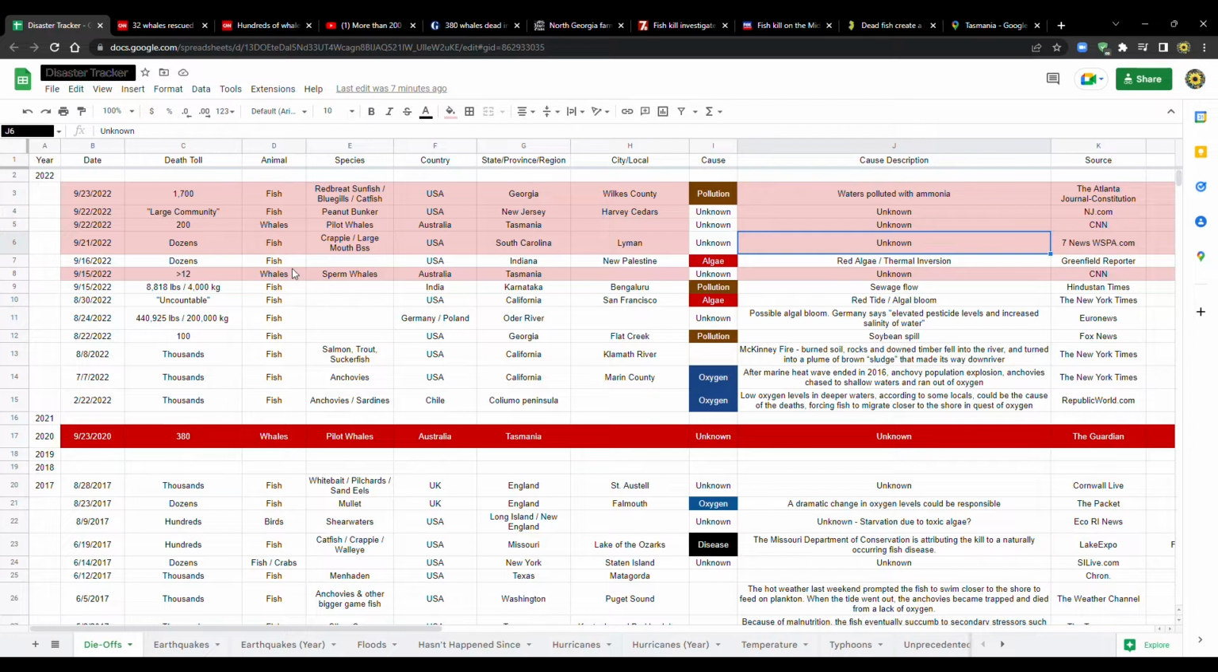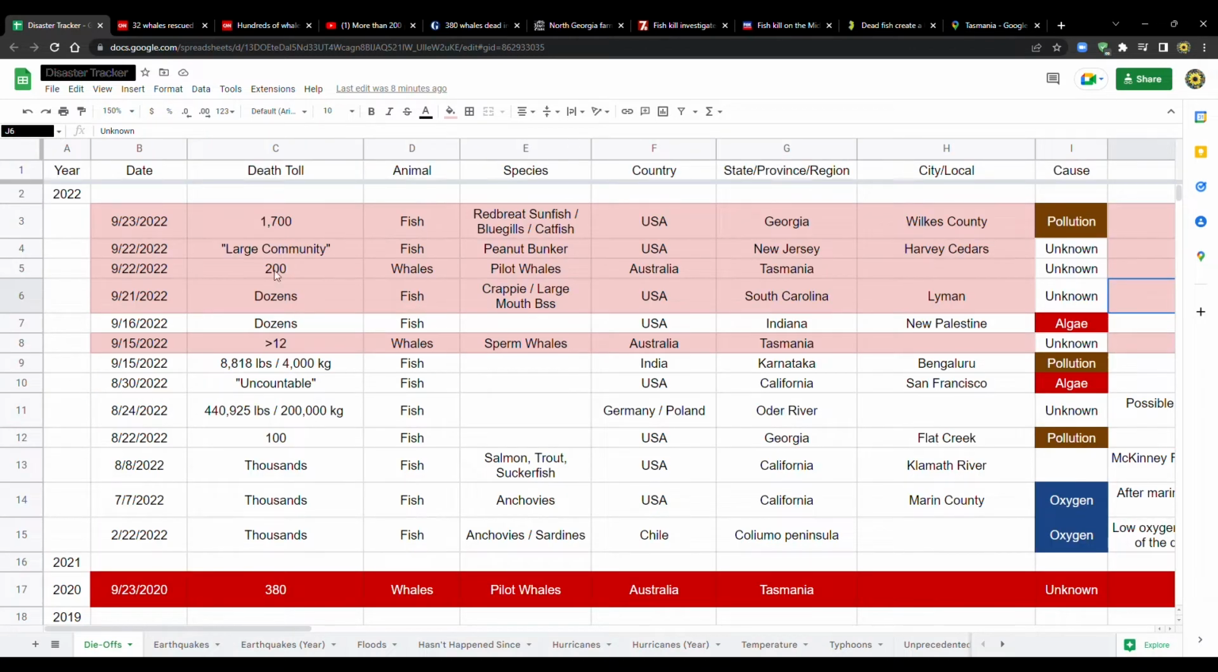So two separate events of whales in Australia. Let me zoom in. We got this one right here, 200 pilot whales, and then more than a dozen sperm whales on the other beach, both in Tasmania, and within a week of each other. So I'm no scientist, but I would assume that whatever caused one probably caused the other to happen, even though they're different species, but I don't know for sure.